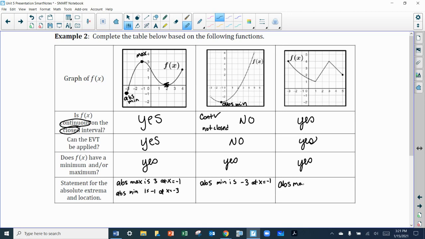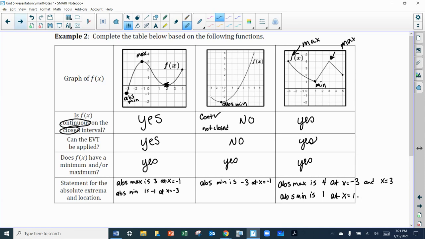Absolute max has a height of 4. Is 4 at x equals -3? And don't forget there's two of them here, and x equals 3. We got a max and we have a max. Okay, absolute min is height of 1 there, isn't it? This is our min. Is 1 at x equals 1, and there's only one of them.